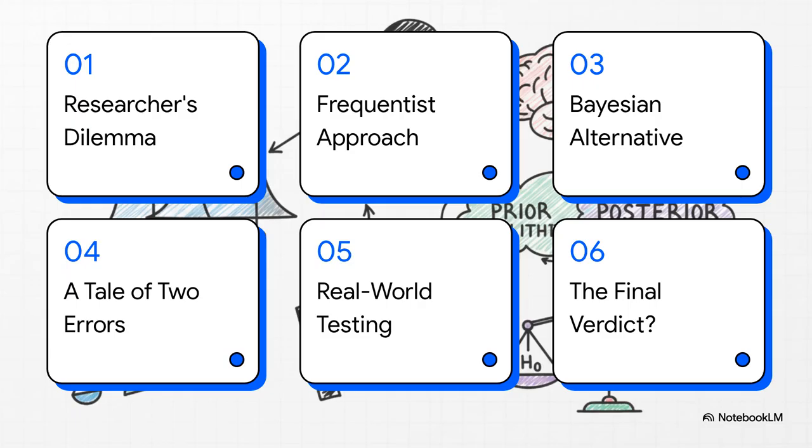All right, here's how we're going to break it down. First, we'll get right into the fundamental problem every single researcher has to deal with. Then, we'll introduce our two main contenders in the statistical ring, the frequentist and the Bayesian methods. We're going to put them head-to-head in the simulation, see how they handle a real-world study, and then, well, we'll try to figure out if there's a final verdict.